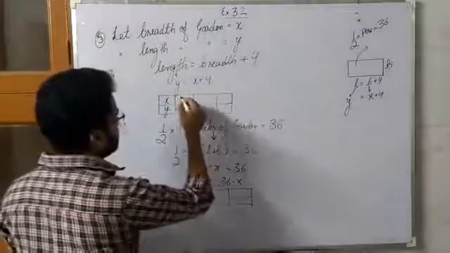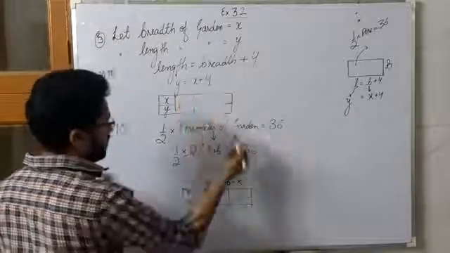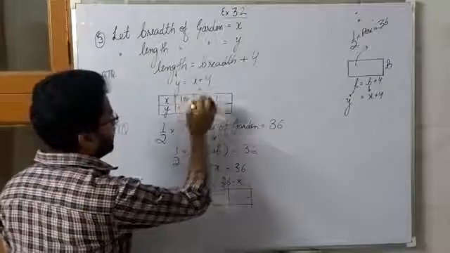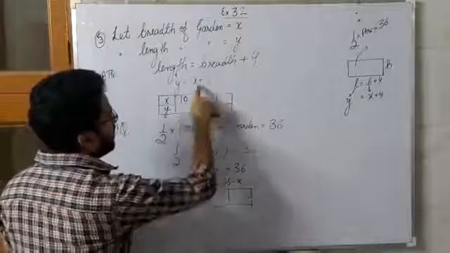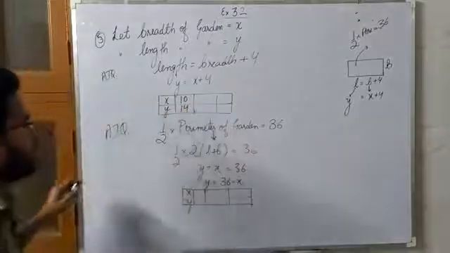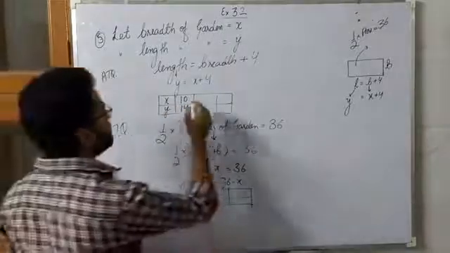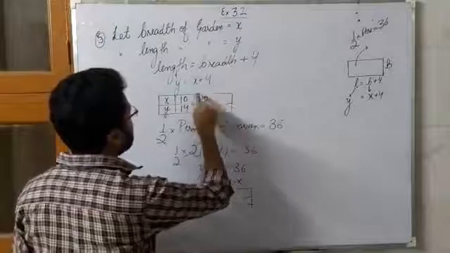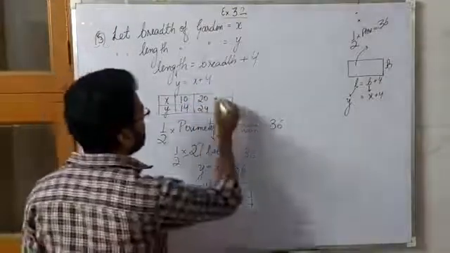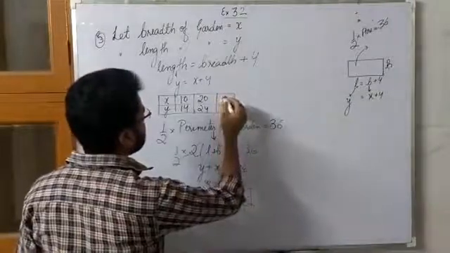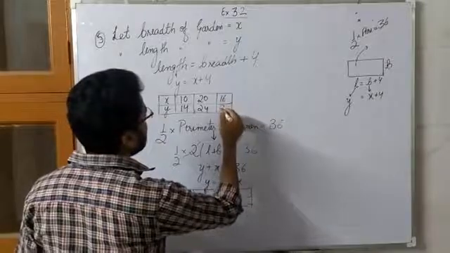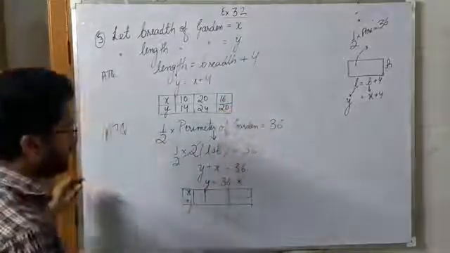Let's say when we put x equals to 10, so 10 plus 4 is 14, right? Now if we put x equals to 20, so y will come 24, right? And if we put x equals to 16, then 16 plus 4 will be 20, right?